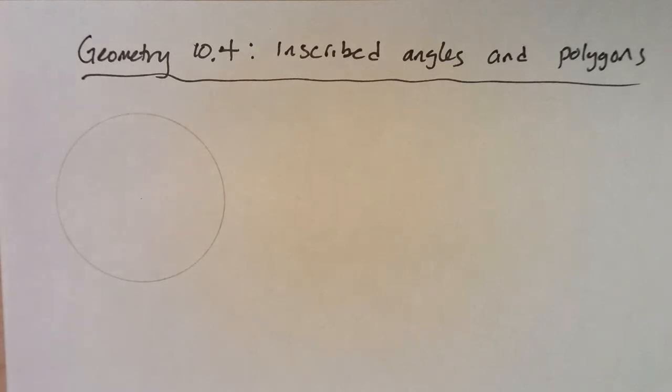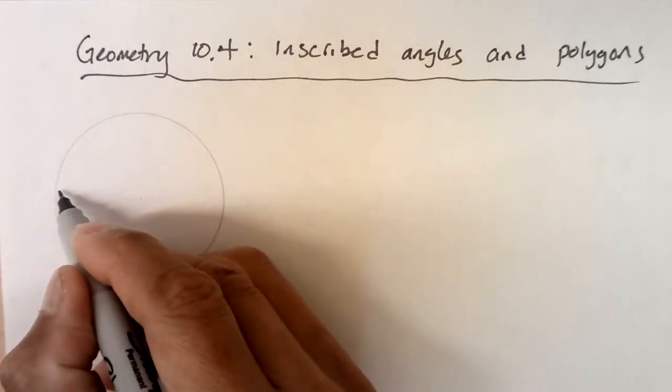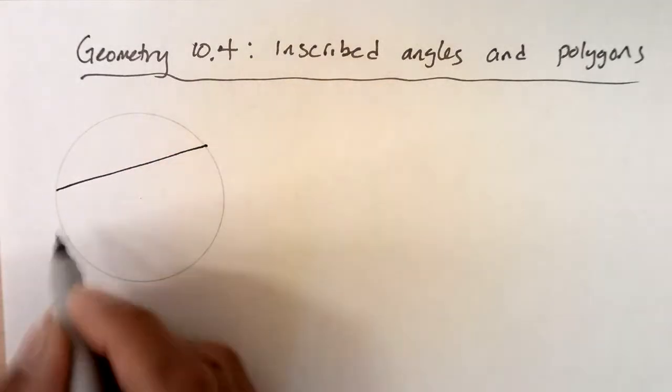Hello, this is Geometry 10.4. We'll be talking about inscribed angles and inscribed polygons, but we're still talking about circles. So if you remember, a central angle in a circle is an angle whose vertex is at the center of a circle. A different type of angle in a circle is an inscribed angle.